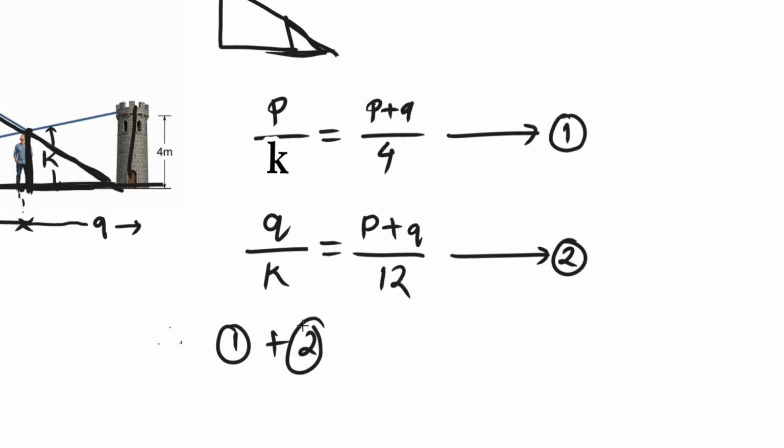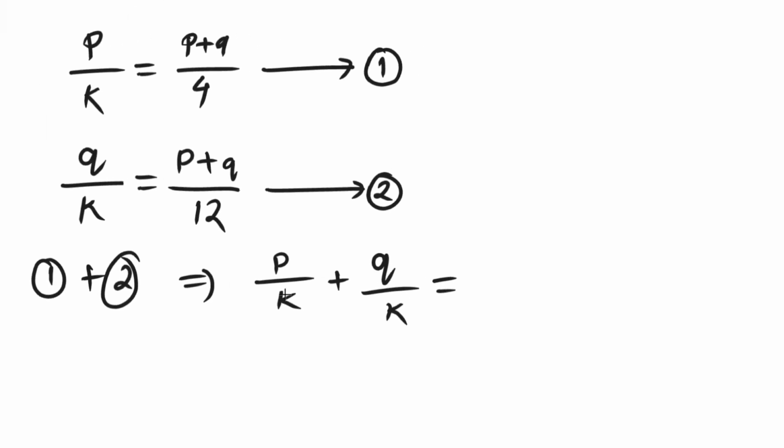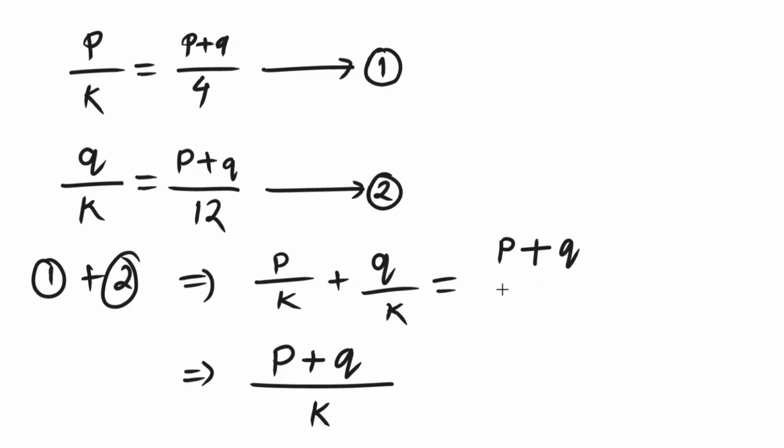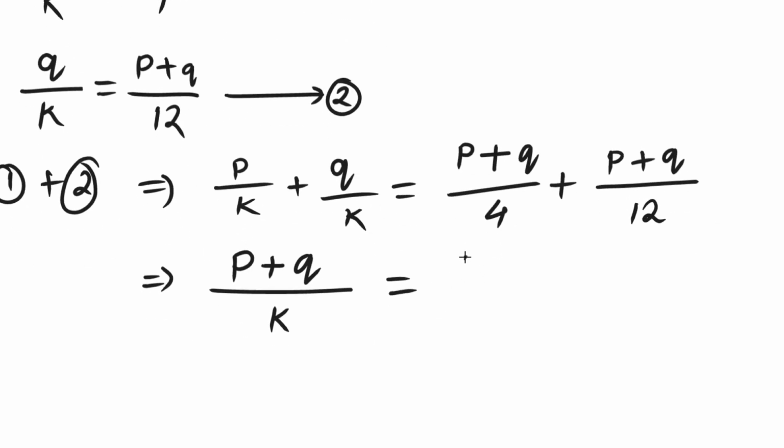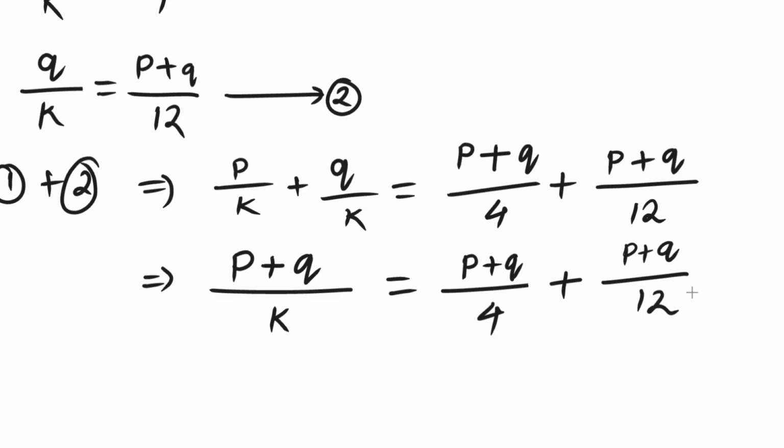Let's add them together. On the left-hand side, we have P divided by K plus Q divided by K. Since both fractions have the same denominator K, we can combine them into a single fraction. That gives us (P plus Q) divided by K. On the right-hand side, we simply add the fractions, giving (P plus Q) divided by 4 plus (P plus Q) divided by 12. So our new equation becomes (P plus Q) divided by K equals (P plus Q) divided by 4 plus (P plus Q) divided by 12.